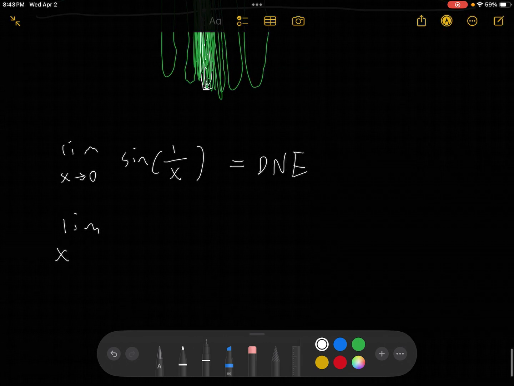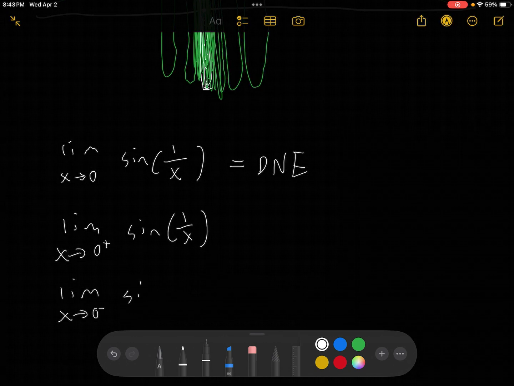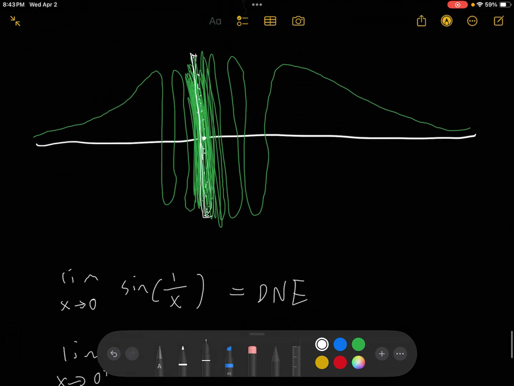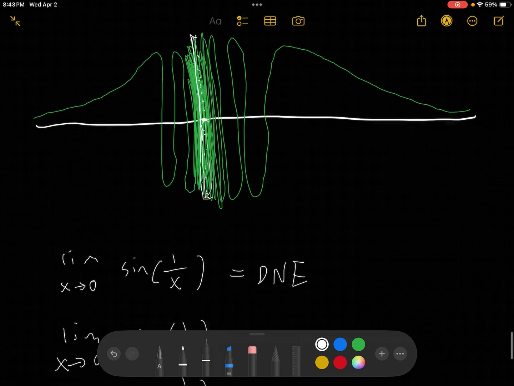And also notice that the limit of this function, as you approach 0 from both the right and the left, these also do not exist for the same reason.